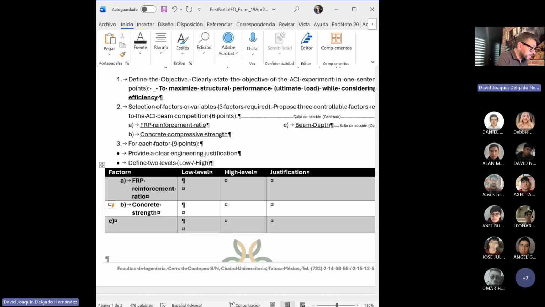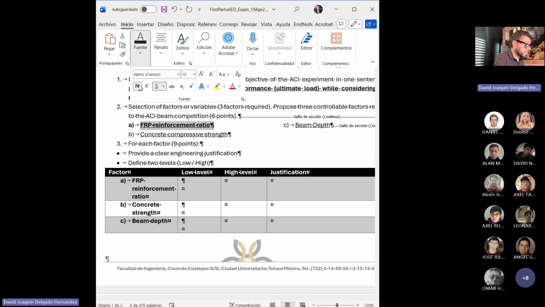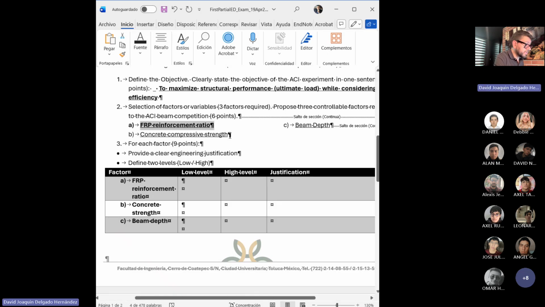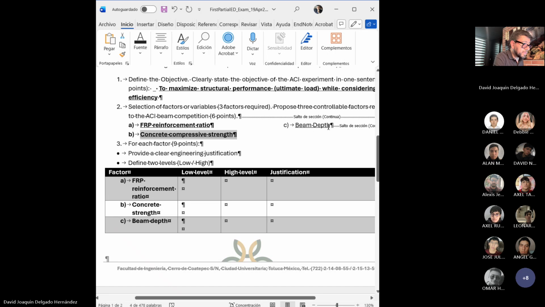And the third point was the beam depth. Okay. So let's put this in bold. This is in bold. And this is as well in bold. Okay, in bold. Perfect. Okay.